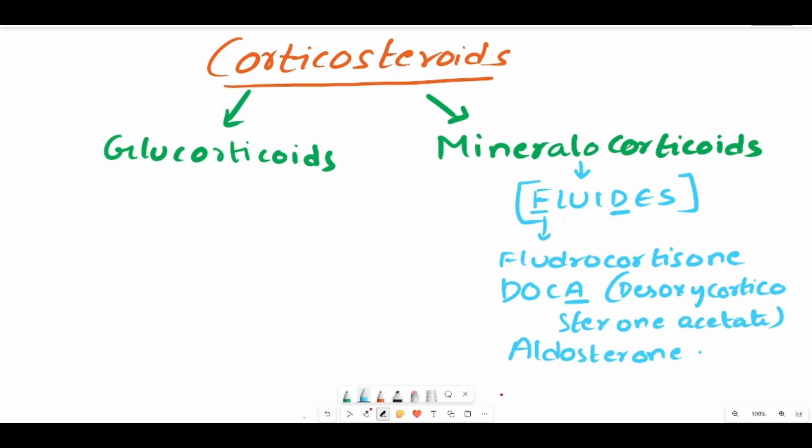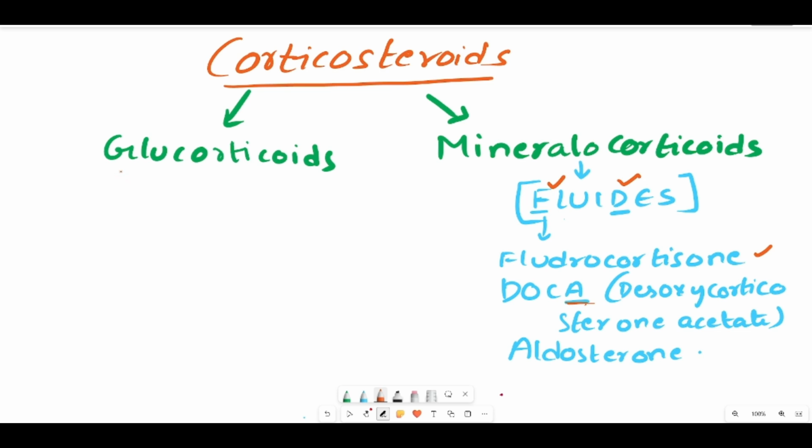So, for mineralocorticoids, just remember one term, which is FLUIDS. In this, also remember two letters, F and D, where F means it is fludrocortisone. D means it is DOCA, and the full form of this is desoxycorticosterone acetate. And in DOCA, the ending letter is A. With A, we have aldosterone. So these are the drugs that are present under mineralocorticoids.